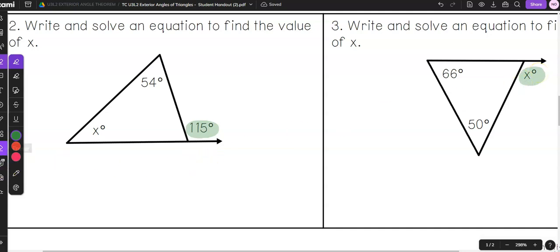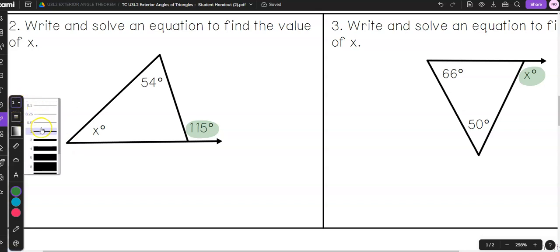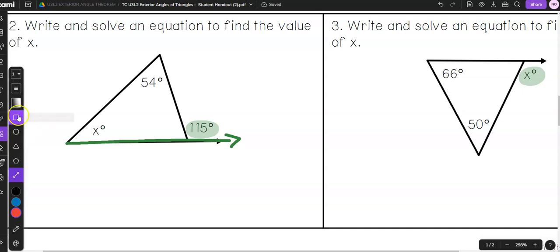So do you see how the side has been extended? You see how this side has been extended right here? Right? I need a straight line to make sure I can do this one. So the side has been extended and it forms that angle on the outside of the triangle. Okay, so those are the exterior angles.